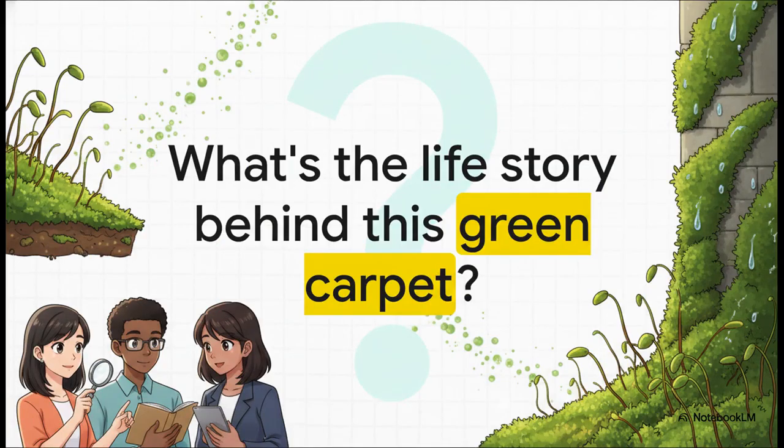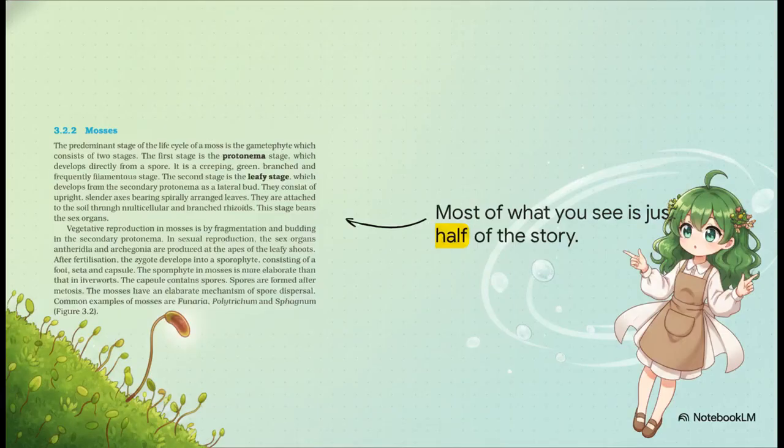Right? We see it pretty much everywhere. This velvety green carpet on forest floors, on old walls. But how does it get there? How does it actually live? And how does it make more of itself? Well, that's the story we're going to unravel today, looking at its complex life cycle as described in our source material.